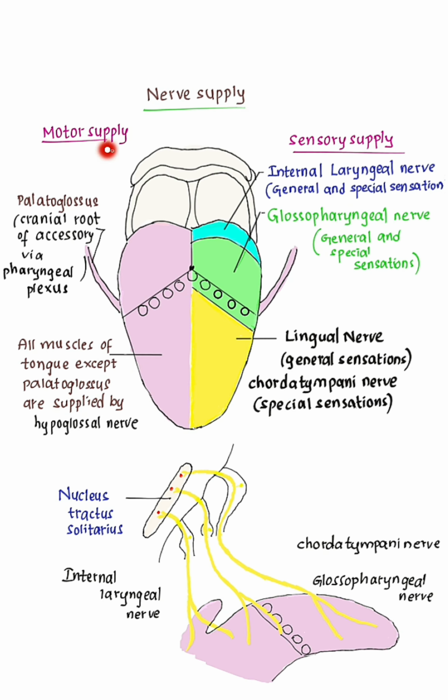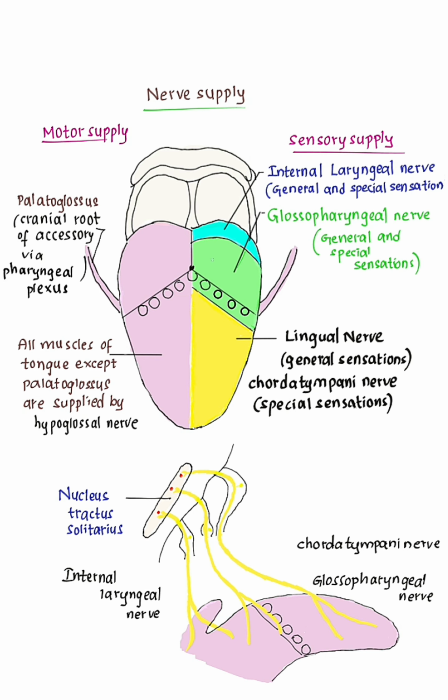Now nerve supply of tongue. Motor supply. All the muscles of tongue except palatoglossus are supplied by hypoglossal nerve. Hypoglossal nerve is 12th cranial nerve. Palatoglossus is supplied by cranial root of accessory nerve via pharyngeal plexus.